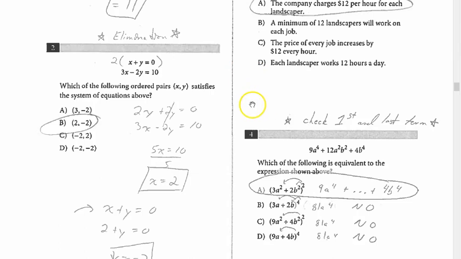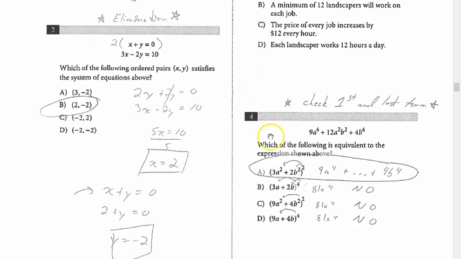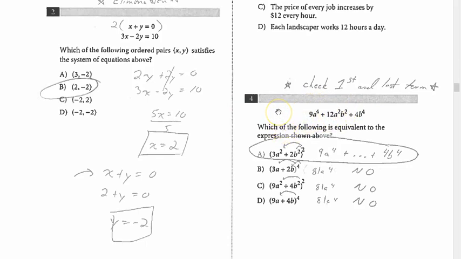Now, this question, I used a bit of a shortcut here. You could completely expand these, but what I know about exponents is I want to get to the first and last term, because the middle one's just going to be adding things together. So which of the following is equivalent to the expression shown above?